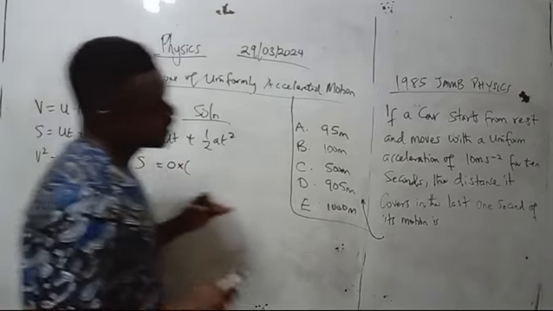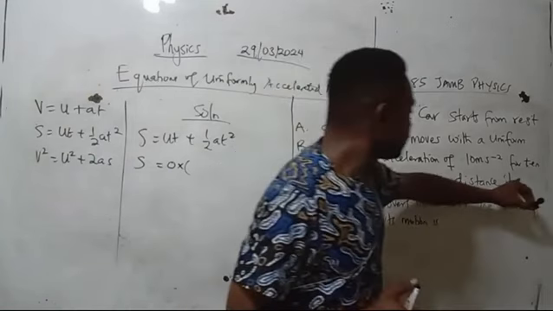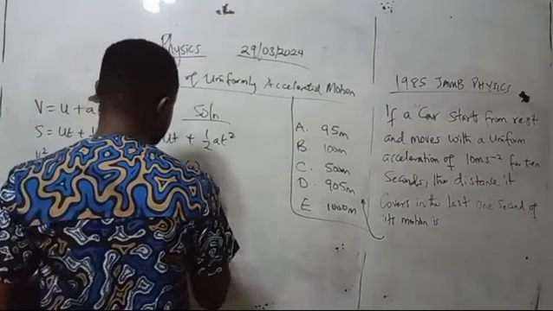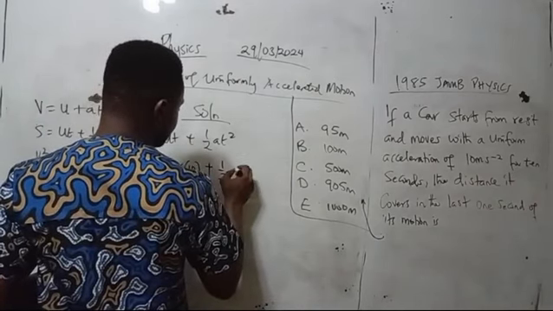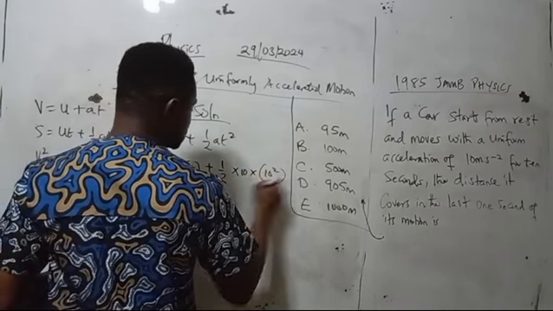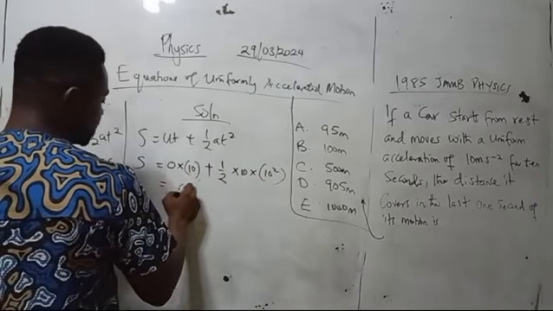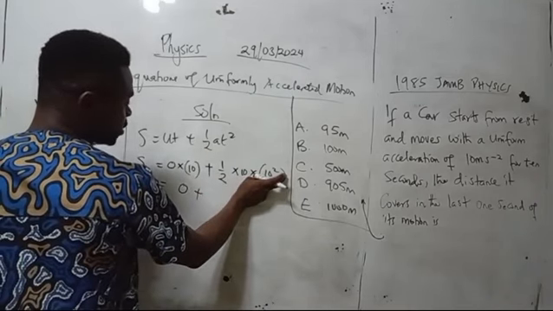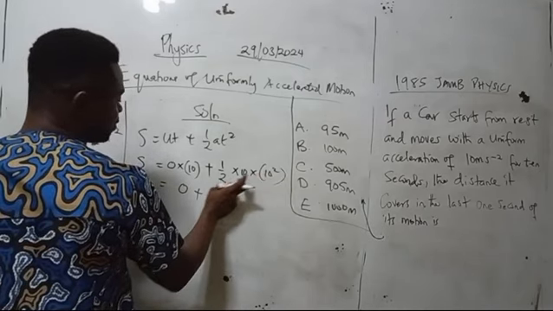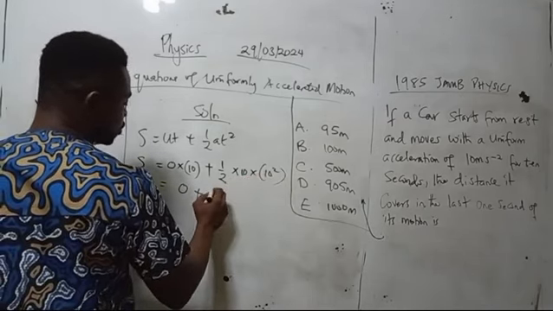Now, the distance for the 10 seconds: 0 plus half, acceleration is 10, times 10 squared. 10 squared is 100, 100 times 10 is 1000, 1000 divided by 2 is 500. So this gives us 500 meters.